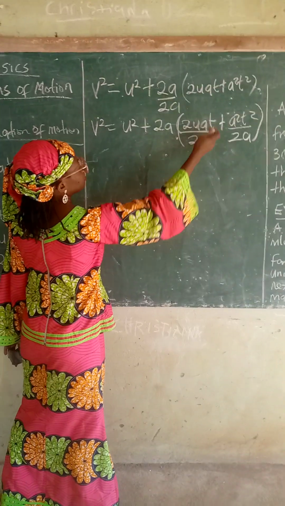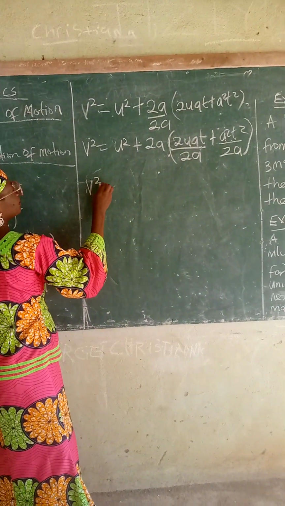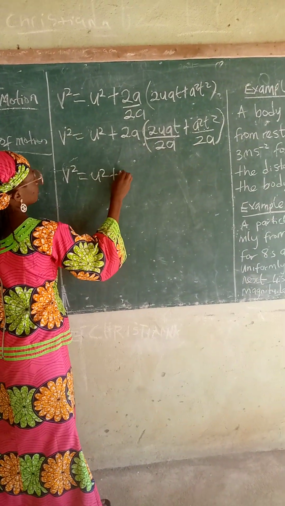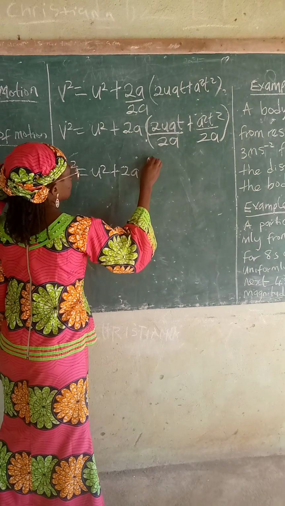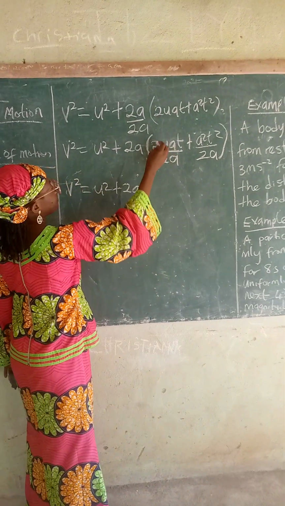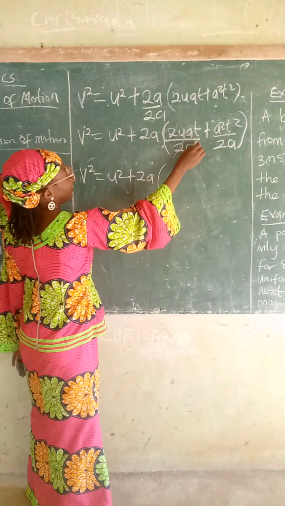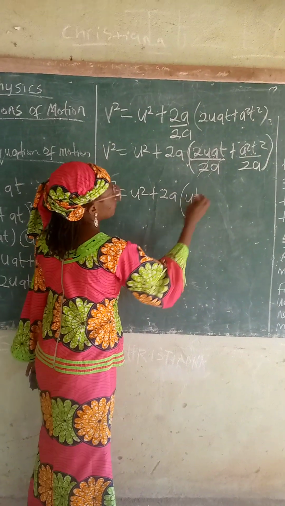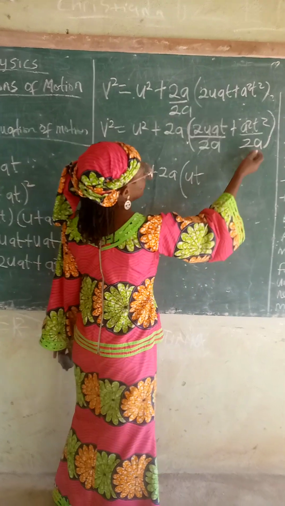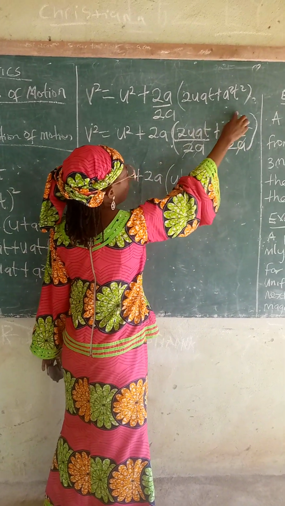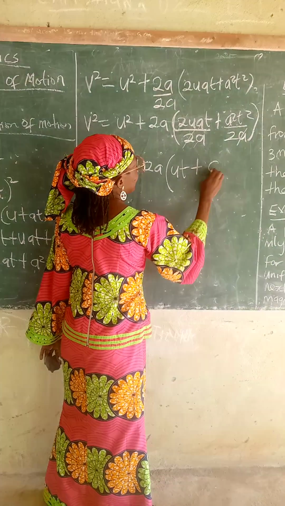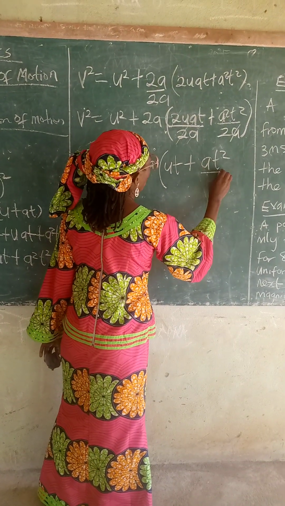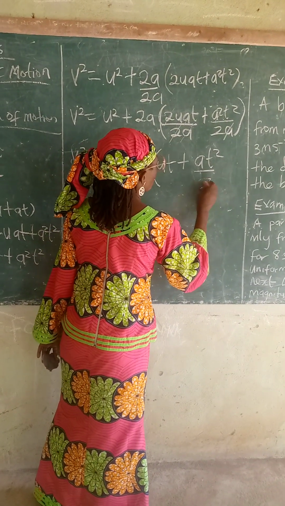Now let's do our division. 2 into this will go. A will cancel A, and you are left with UT. Then A will cancel A, you are left with 1A. So we have plus AT squared all over 2.